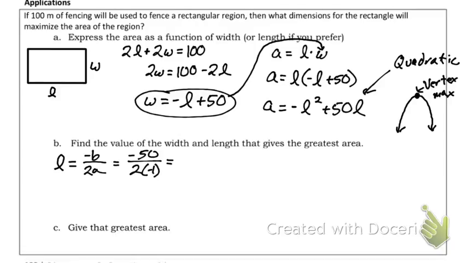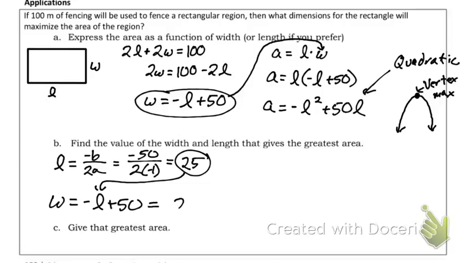Two times negative 1, which is going to end up equaling 25. Well, that's just my length. My length is 25, which means my width equals negative L plus 50. Plug that 25 in there. My width is going to also be 25.